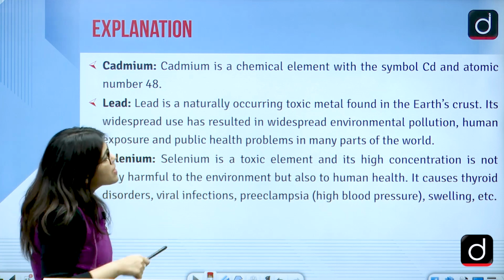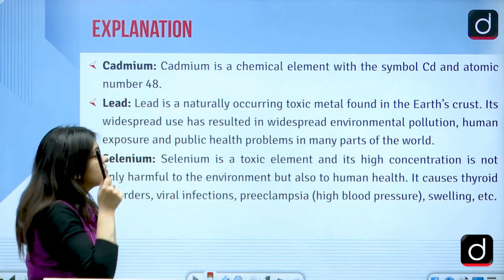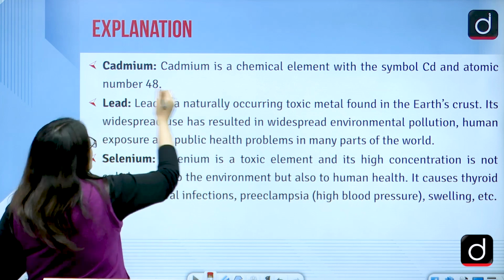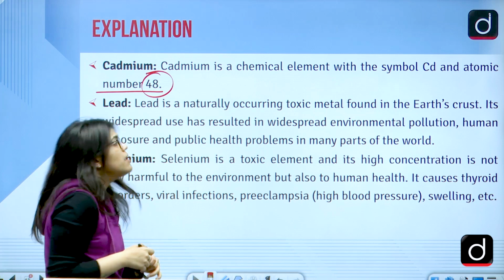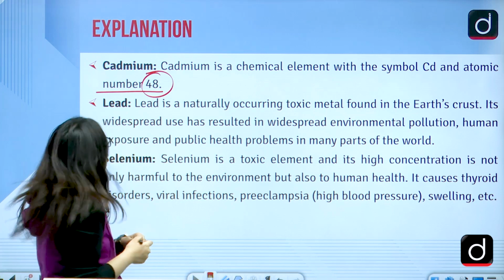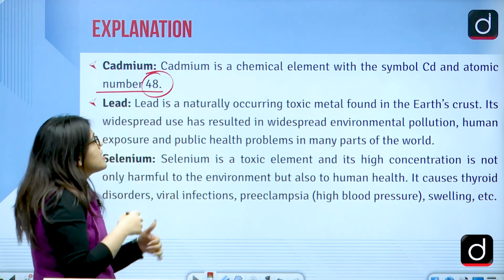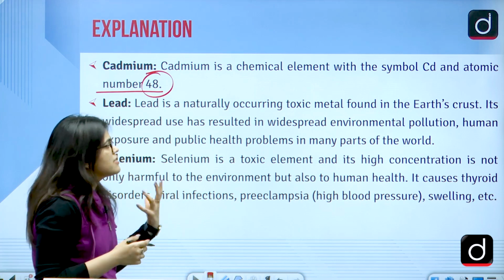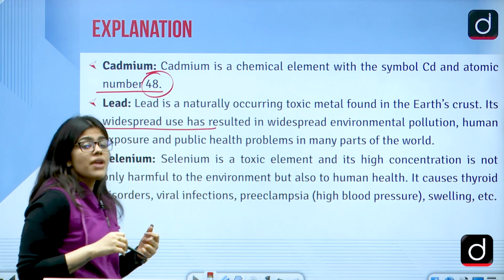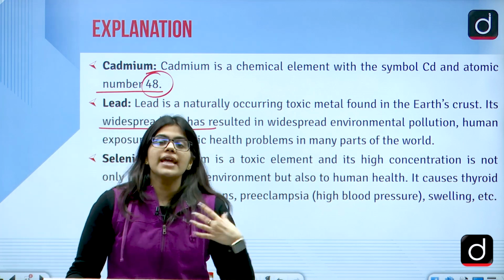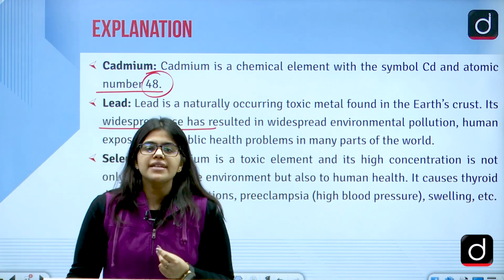So this is the chemical element that has a symbol of Cd, and the atomic number is 48, and it is highly reactive as well, but it is not found on the Earth's surface here. Then lead, that is a naturally occurring toxic metal that is found in the Earth's crust, and we all know it. And we also read about lead, that how containing or consuming a lot of lead can cause what?